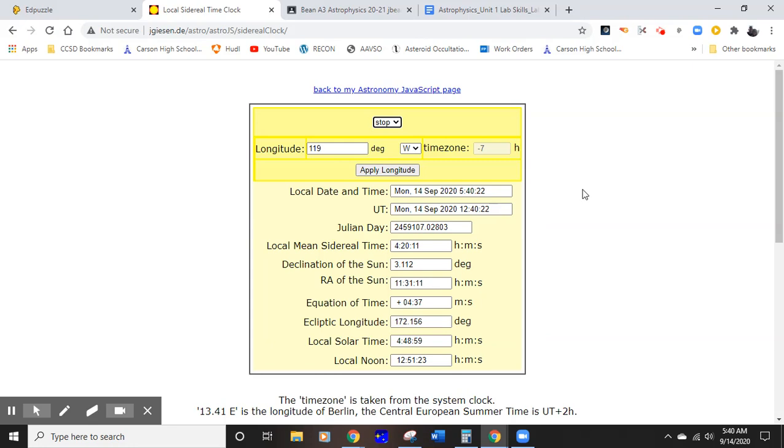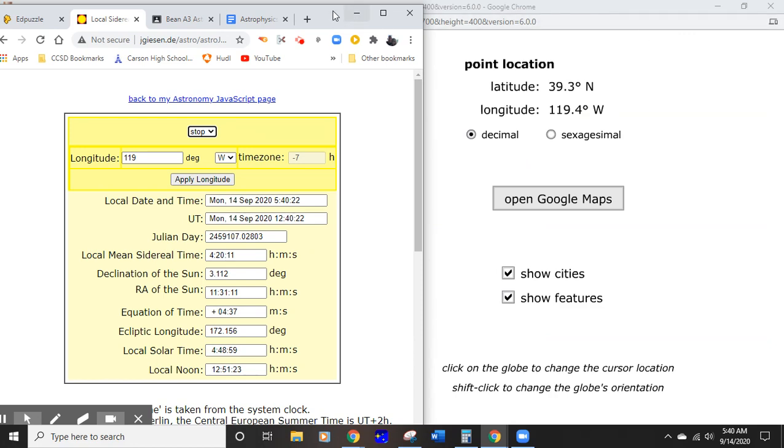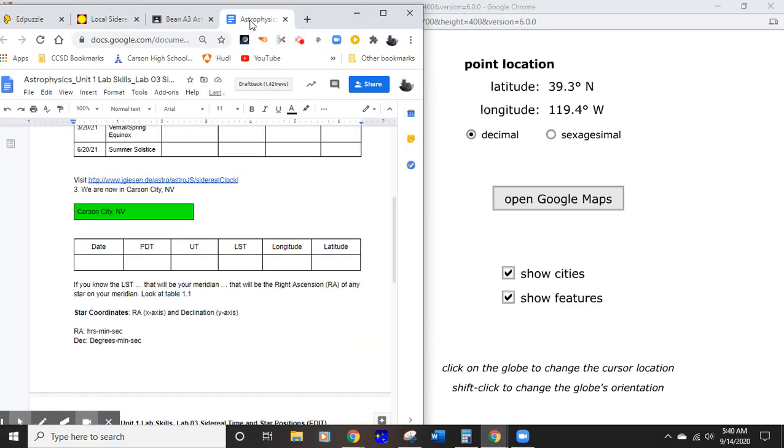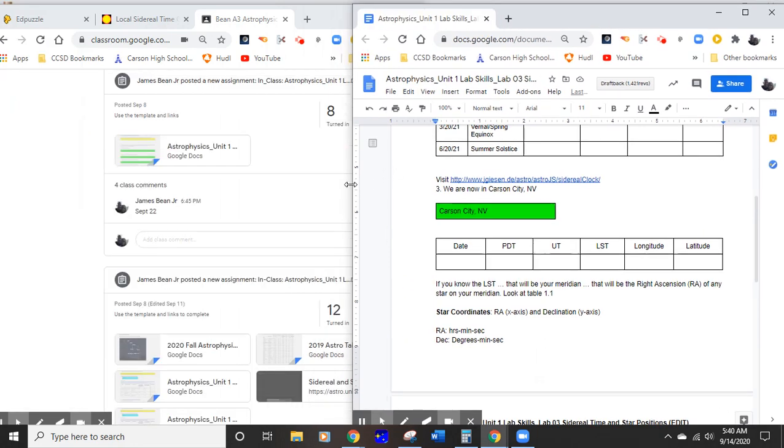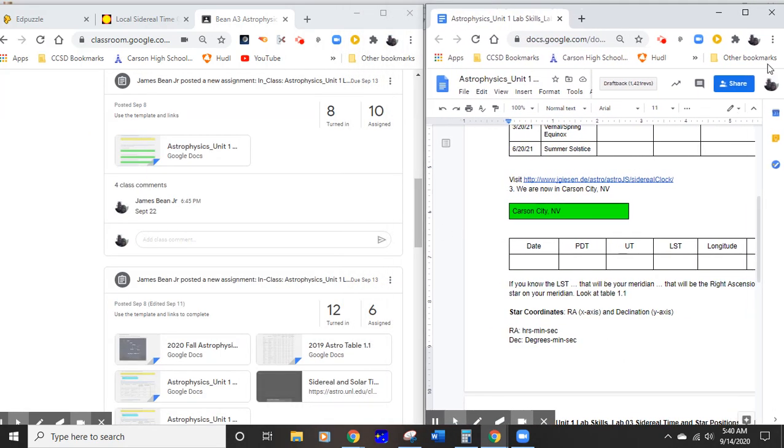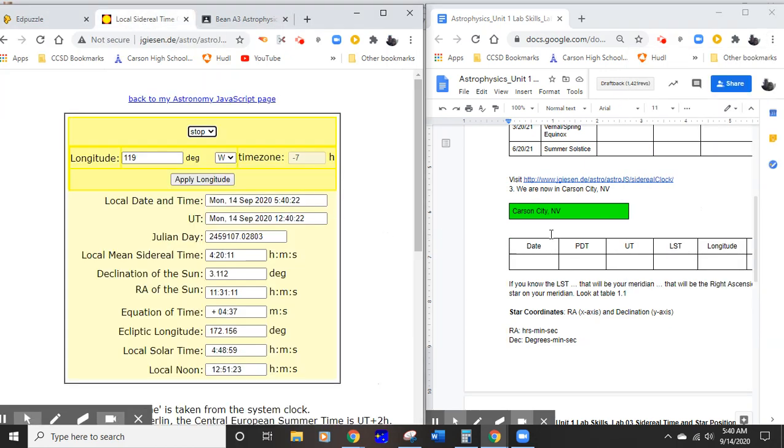So the local date and time here, let's minimize this and slide this over to the side here like so. Make it 80%, and we'll go over here. Okay, so we're in Carson City. That's our coordinates. Now let's put in the date. We'll say 9 14 2020, Pacific Daylight Time.